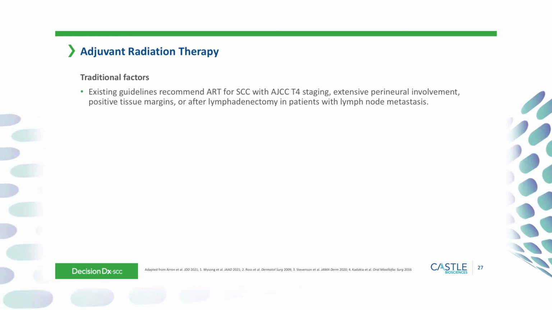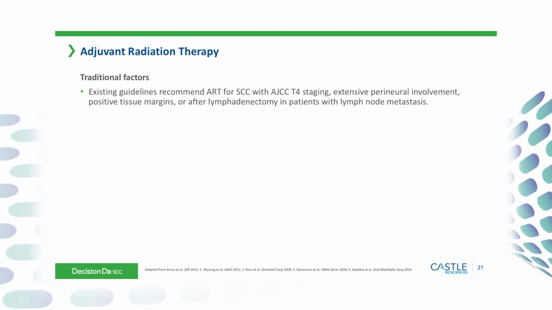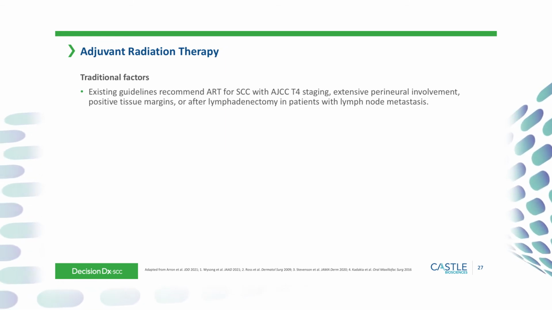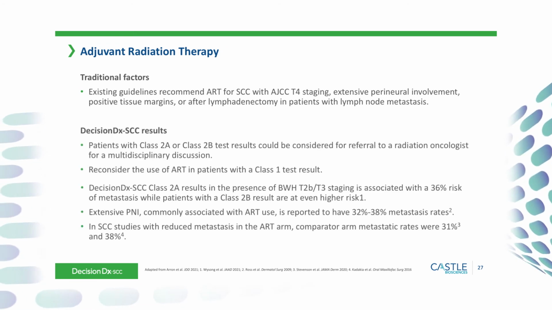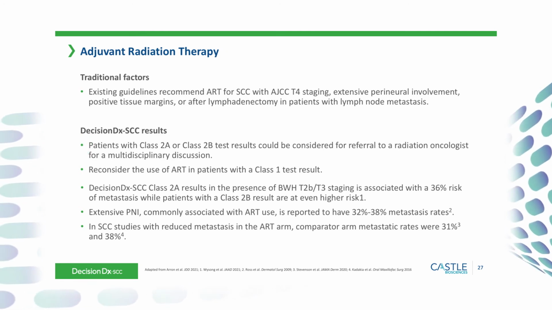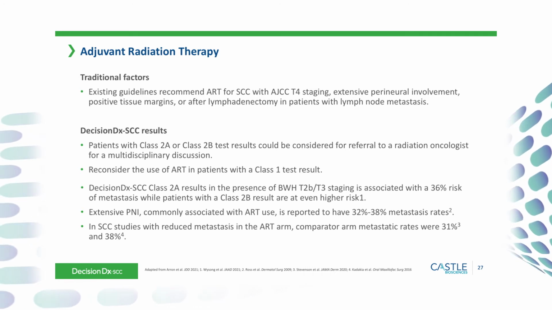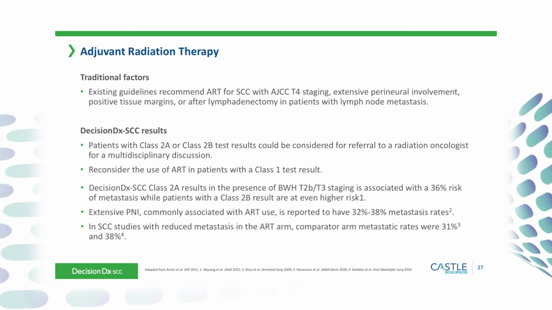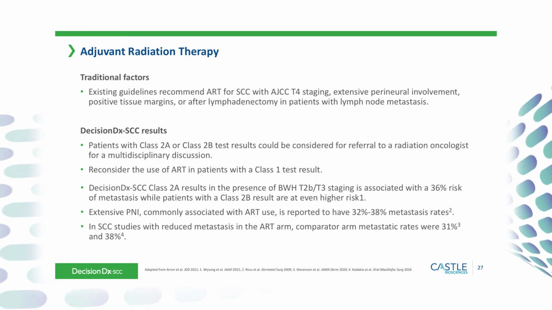I would say most of those are not tremendously controversial, but the question is, can we take this knowledge and this information to another level? And so the question is whether a high risk result like a class 2A or class 2B should be used as a reason to even consider potential referral to a radiation oncologist, despite potentially other risk factors, or certainly when you're including them with other risk factors.